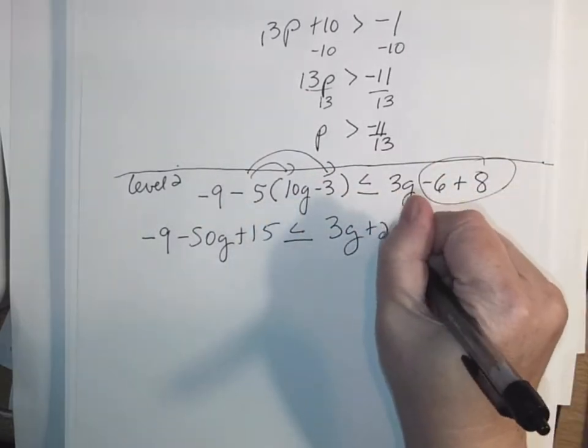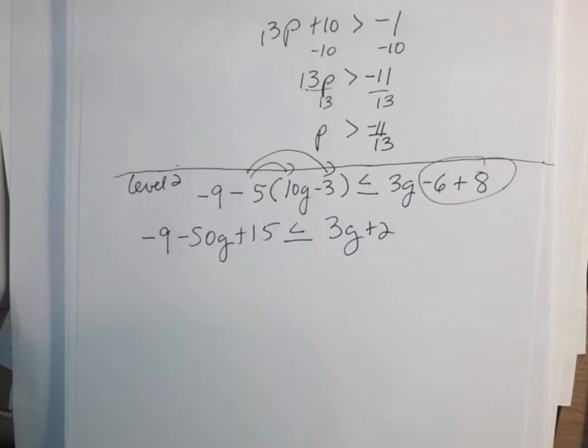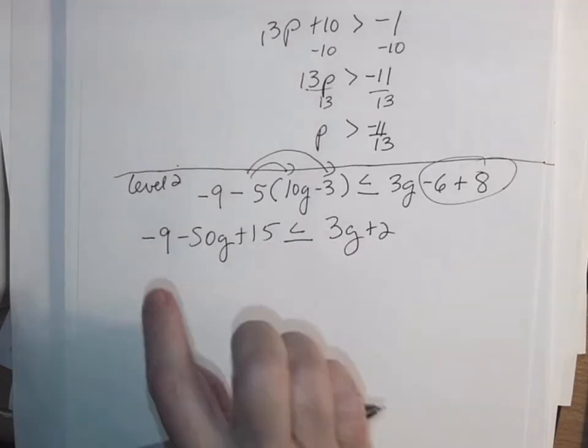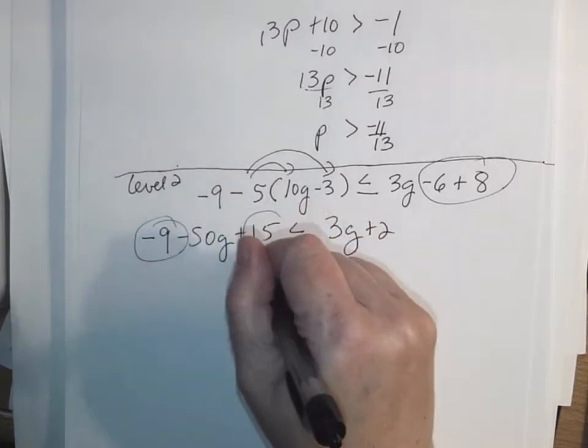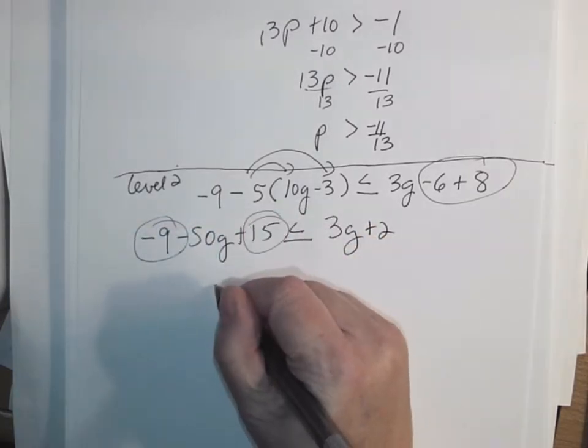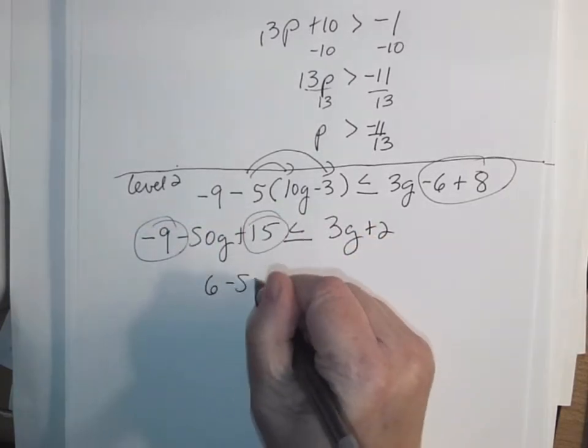The fewer numbers you have to look at, the easier it is to solve. So when you can combine like terms so you have less to view, it's always a good thing. So I'm going to combine these two integers here to give me a positive 6 minus 50g is less than or equal to 3g plus 2.